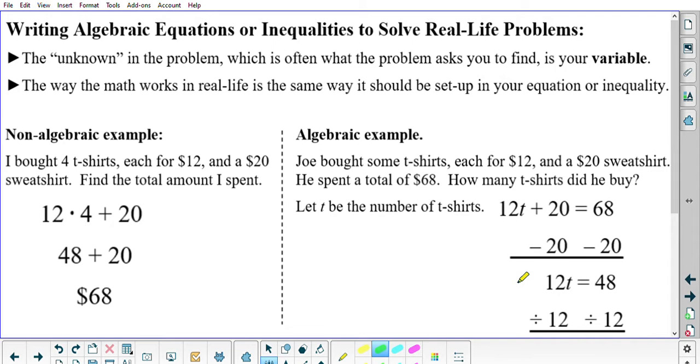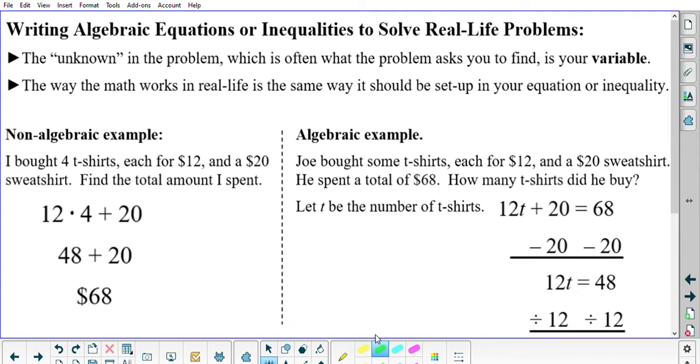And the trick is this. The way that math works in real life is the same way that it should be set up algebraically in your equation or inequality. Now, you might be like, Mr. Underkoffler, what do you mean? Okay, let me show you an example.